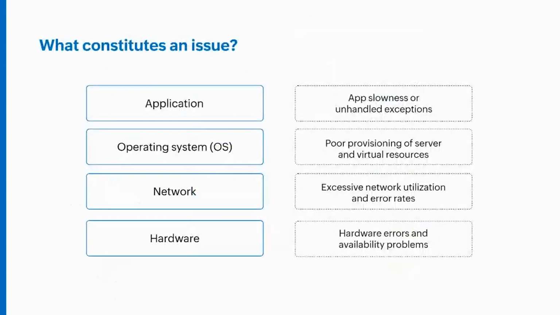So what constitutes an issue? When we talk about the application, yes, application slowness or exceptions will create an issue. When it comes to the operating system, poor provisioning of the server or virtual resources will hamper the operating system. And in network and hardware, high network utilization, high error rates, or hardware problems like fan or processors will hamper things.